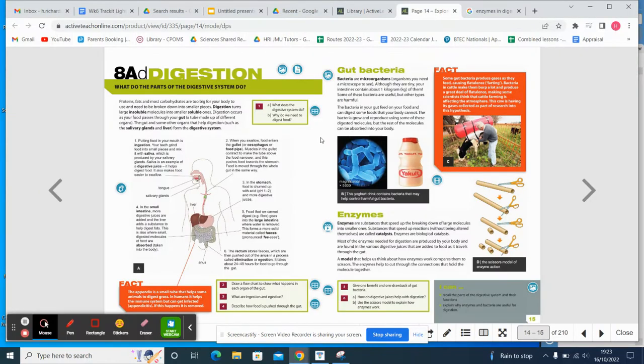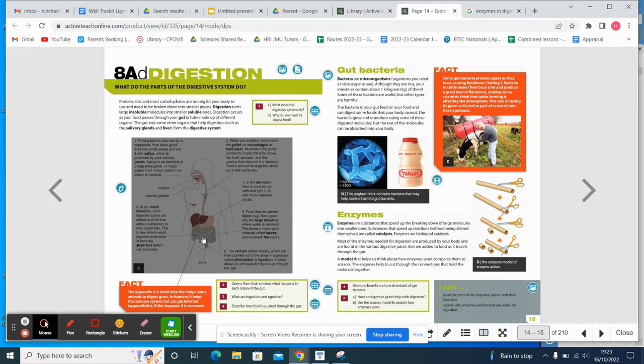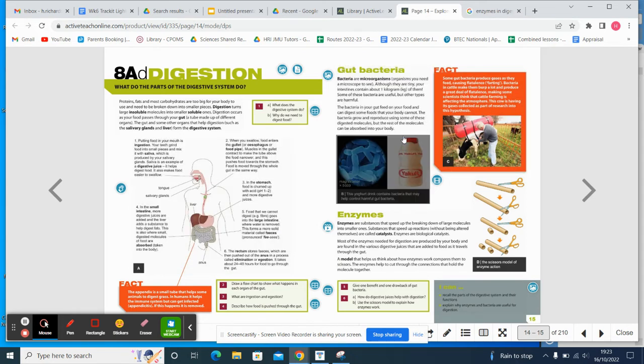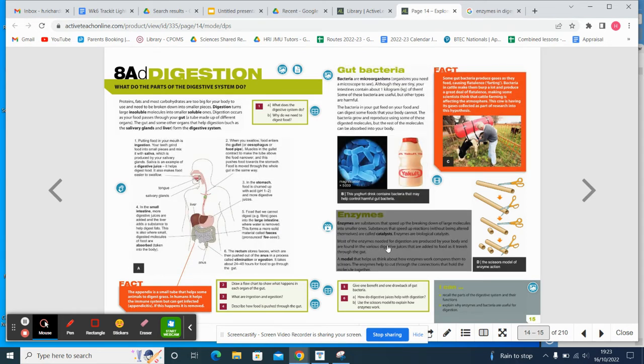Hi, so this little video is just going to talk you through digestion and also a little bit about enzymes. You can see these are the pages in the Year 8 textbook, pages 14 to 15, and I'm going to talk you through all the different parts of the digestive system, how bacteria work, and then about enzymes here.